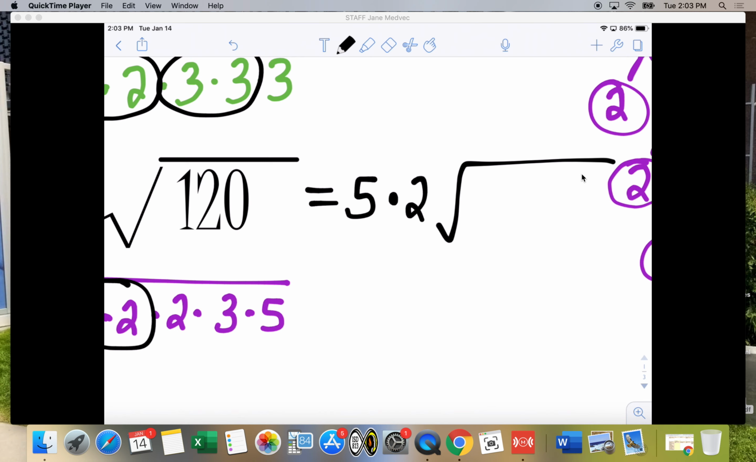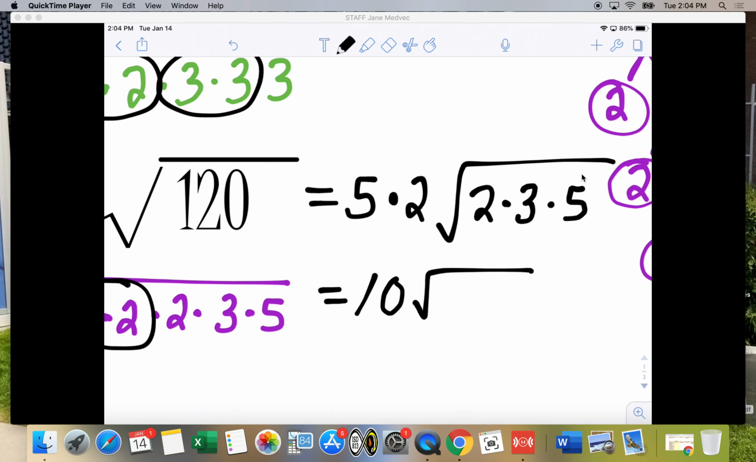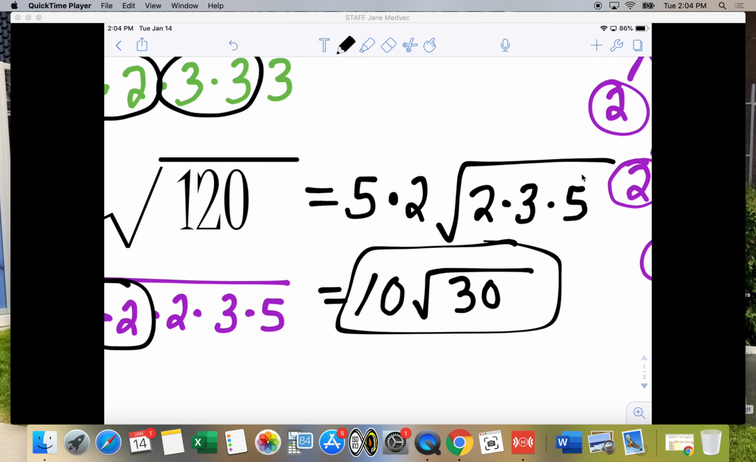Times 2. And then I've got 2 times 3 times 5. So that gives me 10 root. What do I get underneath? 30. Yep. And it looks weird because 30 is composite, but there's no perfect square in it. So that's why it's fine.